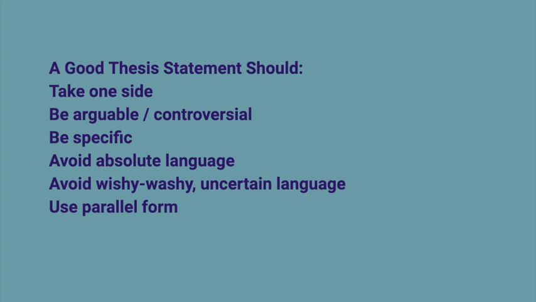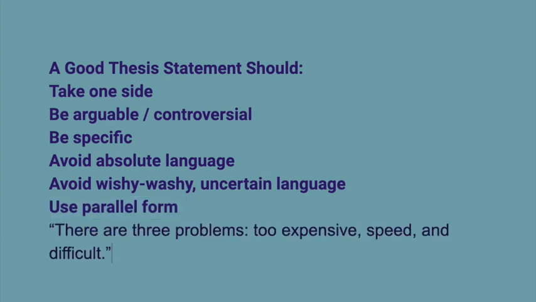A good thesis statement uses parallel form. Now, what does parallel form mean? I'm going to give you an example here. There are 3 problems: too expensive, speed, and difficult. Let's imagine somebody's trying to build a new bridge. Okay, and this is what they say. Well, there are 3 problems with building this bridge: too expensive, speed, and difficult. We have too and an adjective. We have a noun, speed is a noun, and we have difficult, just an adjective without too.